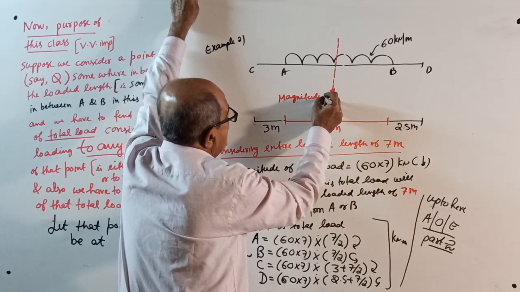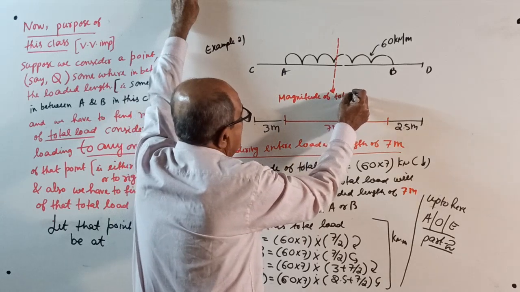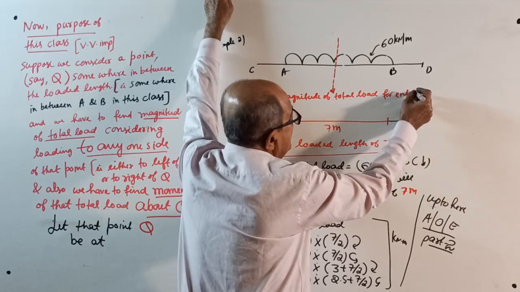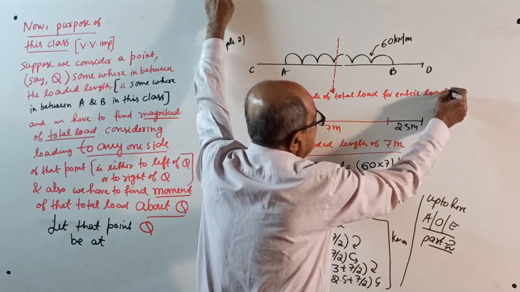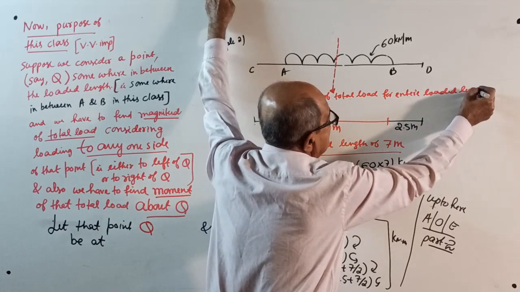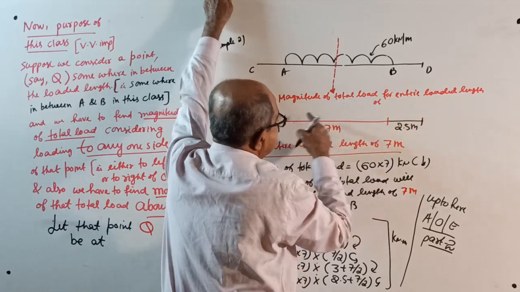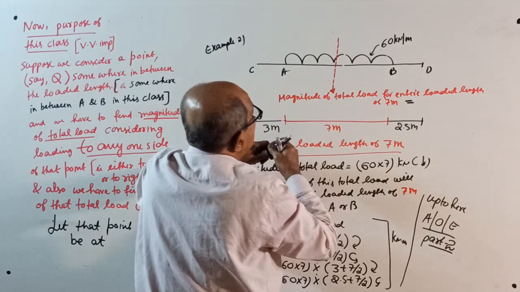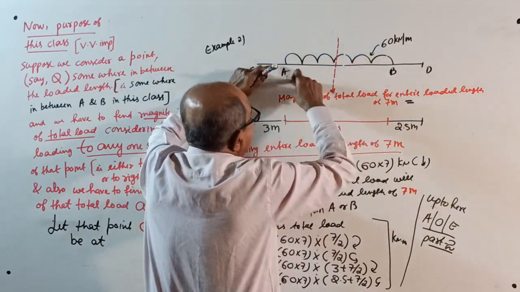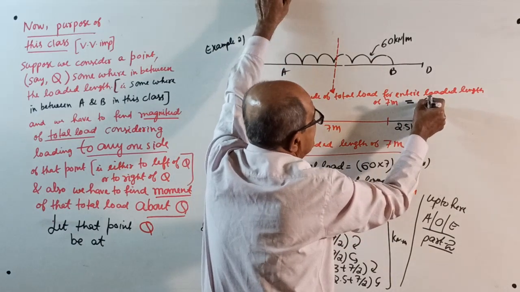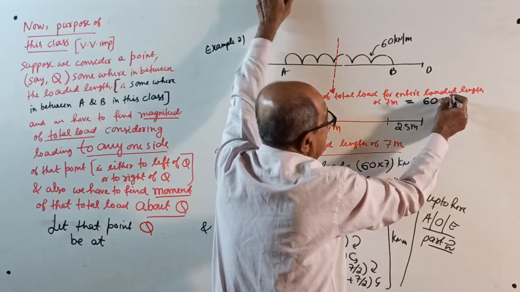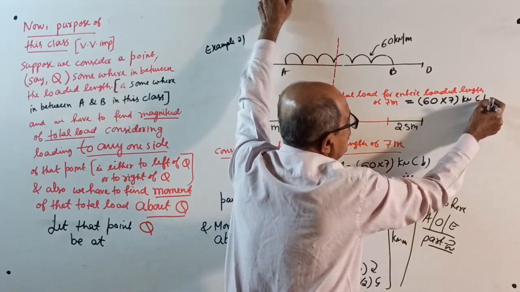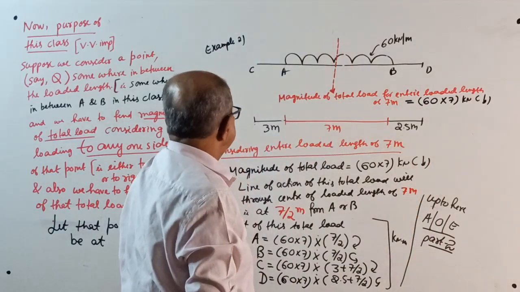Magnitude of total load for entire loaded length of 7 meter, equal to numerical value 60 kN per meter for 7. I already told you, for UDL the total load is always in kilonewton. This is downward. Okay. Next.